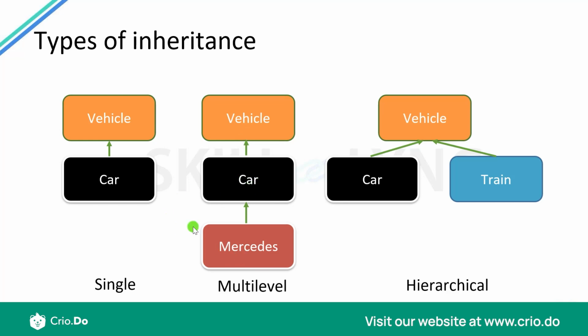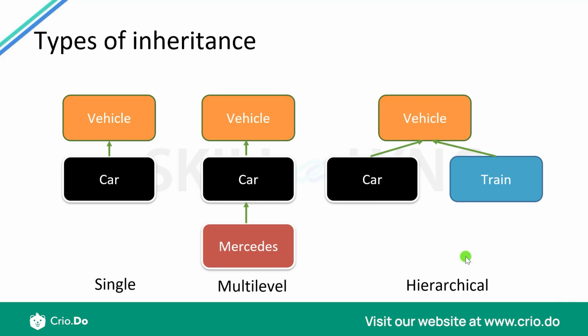You could also have a hierarchical inheritance, meaning just like I showed, the car can inherit from vehicle, even the train can inherit from vehicle, and multiple other classes can inherit from the same parent. Now, another type of inheritance is possible in other programming languages, which is known as multiple inheritance, in which a new class can inherit from multiple parent classes. But in Java, that is not allowed. In Java, you can only extend from one single class. You cannot extend from multiple classes.